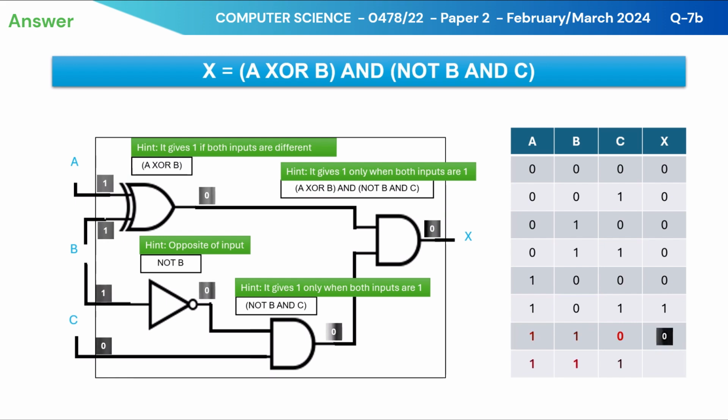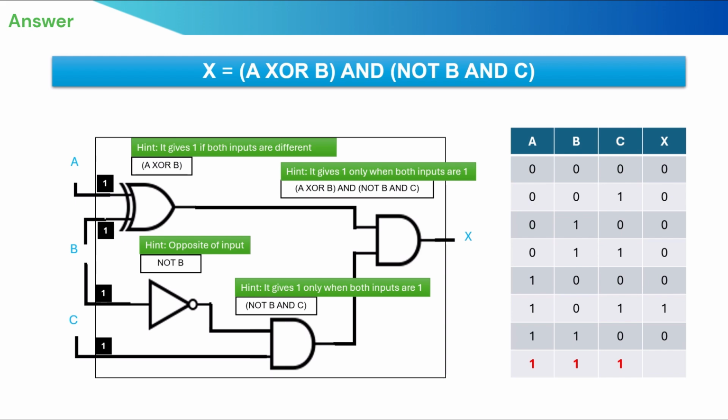Great! Let's move to the last set of inputs, where A is 1, B is 1 and C is 1. 1 XOR 1 will be 0. Then NOT 1 will be 0. Then 0 AND 1 will be 0. Lastly, 0 AND 0 will result in 0, which is the answer.